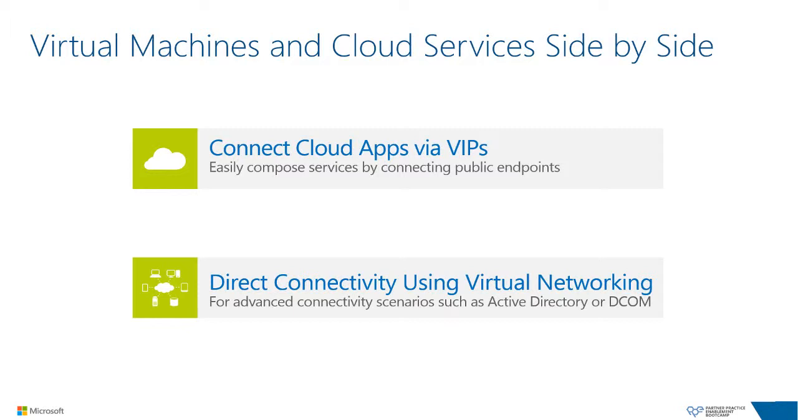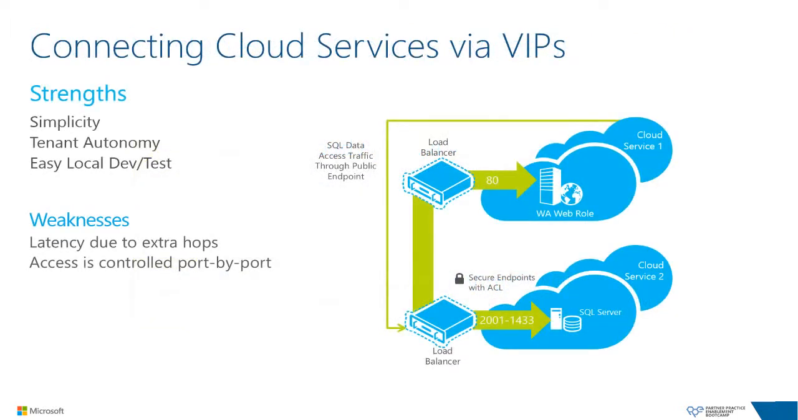Just like virtual machines, cloud services can be directly deployed to the same virtual network that your virtual machines run on. This gives you the ability to directly access all the resources on the virtual machine from your cloud service applications. Let's review this model in more detail. For example, let's use a web role hosting a website in Cloud Service 1 and a SQL Server backend being hosted in Cloud Service 2.